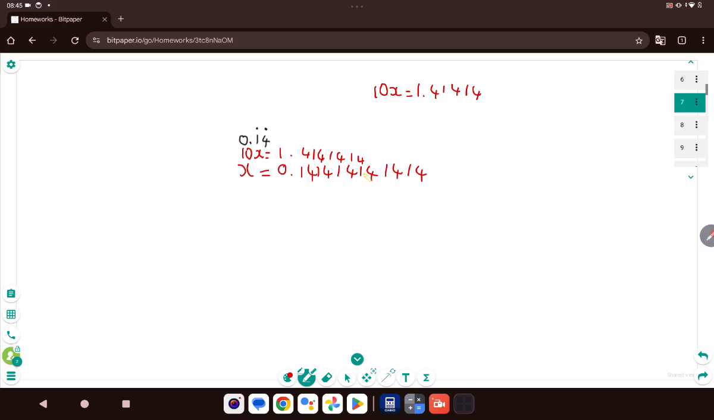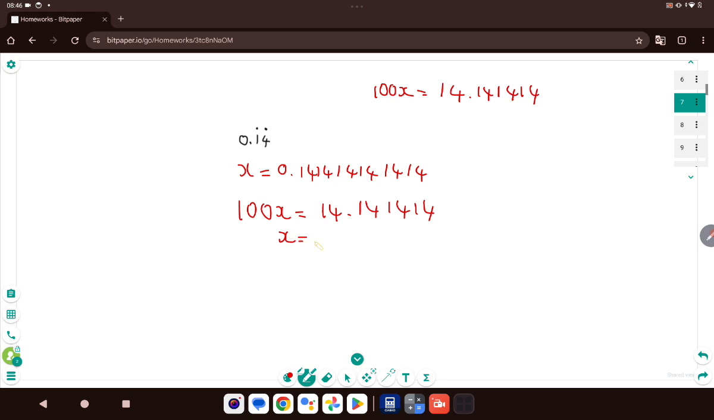So what you have to remember: if the numbers repeat once, you times them by 10. If the numbers repeat twice, we're going to times them by 100. So 100x would be all these numbers moving 2 places to the left. 14.141414. So I'm going to write my 100x at the top, x at the bottom. Again, make sure they're lined up. Each digit is underneath each other. The decimal point has to line up. So then the place value would be all in the correct place.